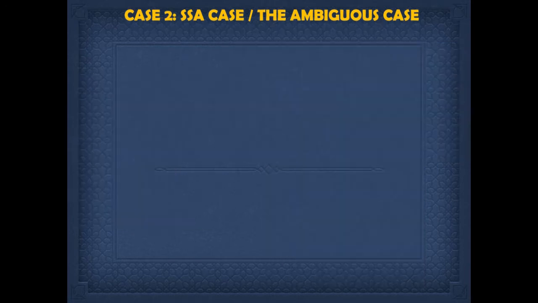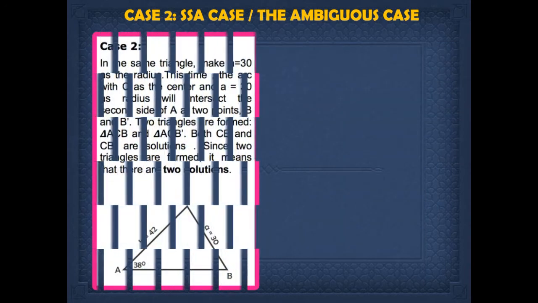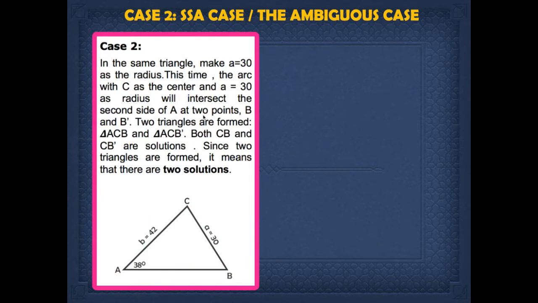Now let's look at the second scenario. In this example, in the same triangle, make side a equal to 30 as the radius. This time, the arc with C as the center and a equals 30 as radius will intersect the second side of A at 2 points. Those 2 points are B and B prime.